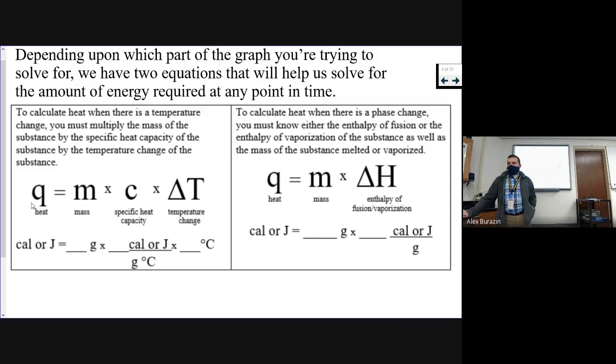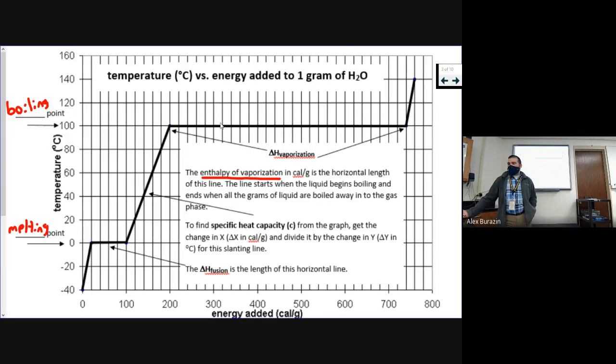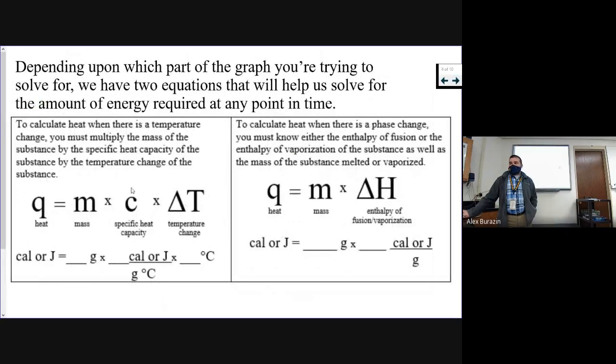If I tried to use Q equals mc delta T on a plateau, what would that do for me? What's the temperature change during a phase change? Literally zero. So can I use Q equals mc delta T on this plateau spot right up here? No, because I would have delta T equals zero, which means this whole thing equals zero, which means I've added zero heat. But that's not true. I have added energy. I have added heat. It's just that I need to use this other equation over here.